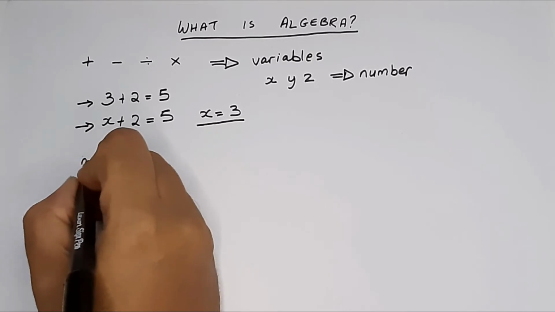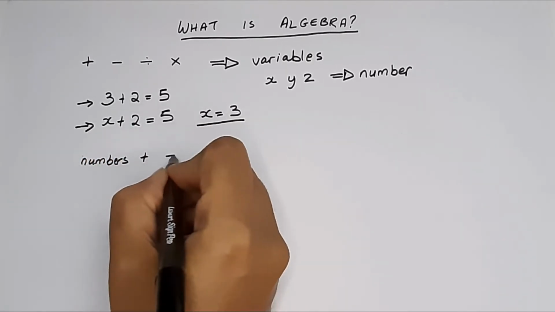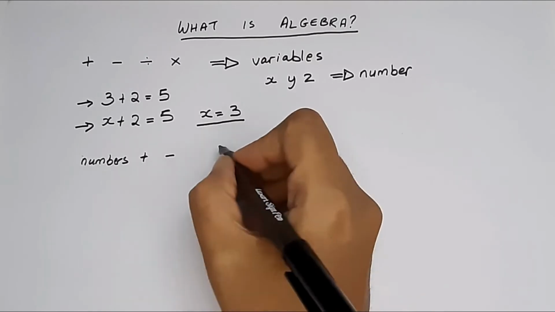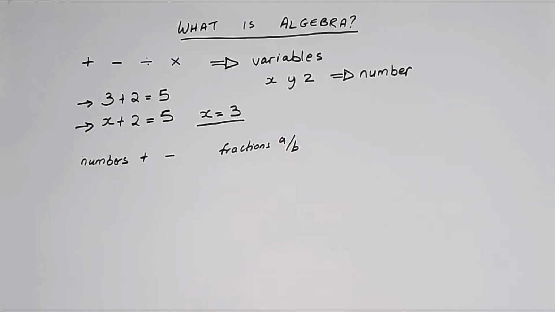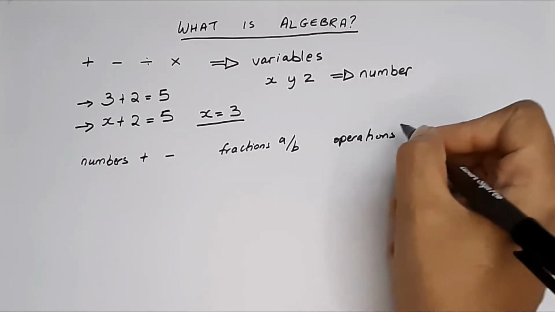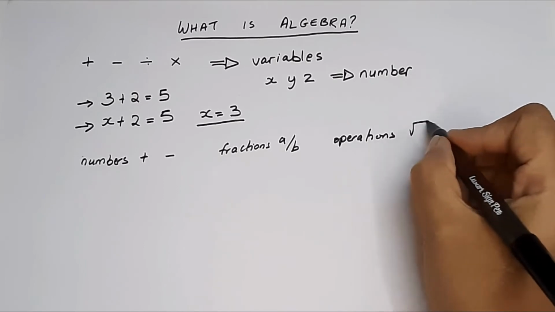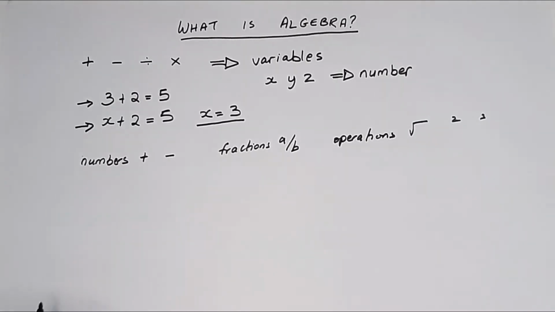Algebra uses numbers, which are positive and negative numbers. Algebra uses fractions, A over B fractions, and other operations like the square root, numbers squared, numbers cubed, etc.